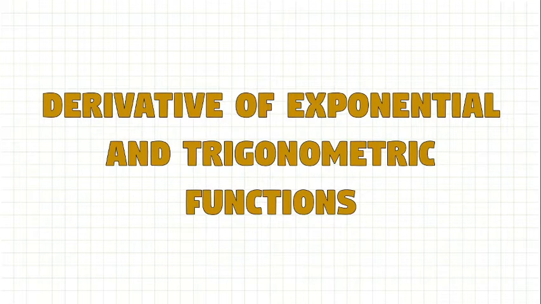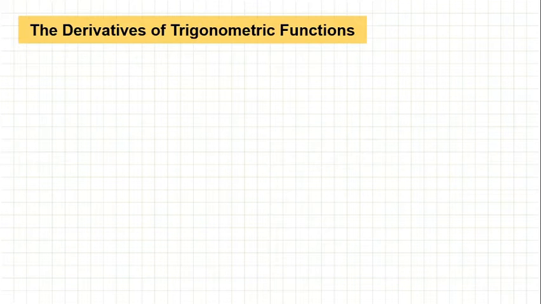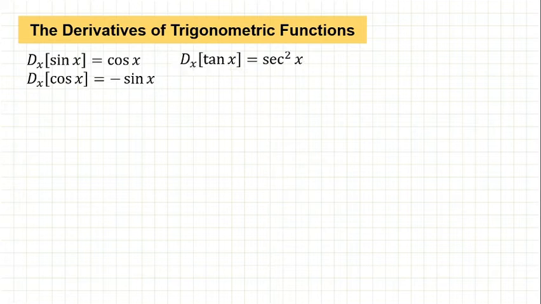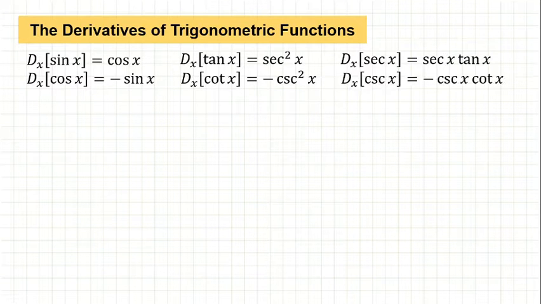Okay, so to start, let us have first the derivative of the trigonometric functions. So we have here the following formulas. So since we have six trigonometric functions, anim rin yung formulas natin. So the first one, we have the derivative of sine x is equal to cosine x. So just remember that one. The second one, the derivative of cosine is negative sine x.